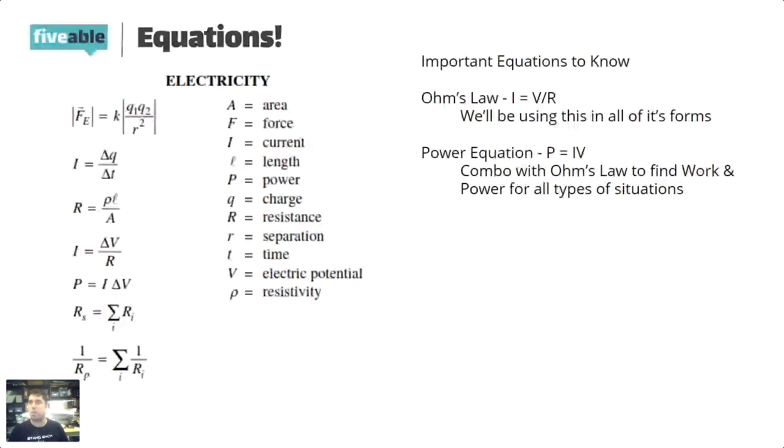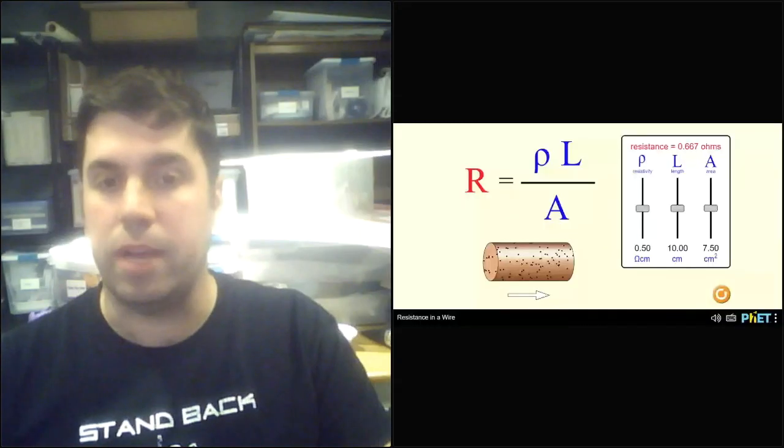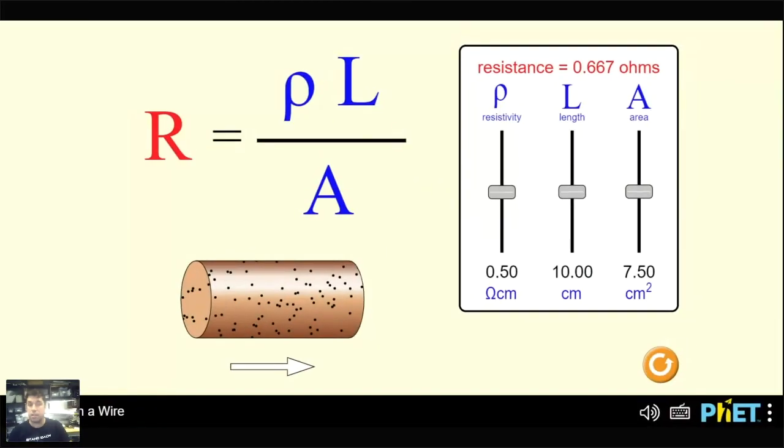So let's take a moment and dive into this equation, this R equals rho L over A equation, a little bit deeper. So I'm going to pull up another simulation. So give me a minute to switch the screen, and then we will go from there. Chrome tab. I need resistance in the wire. Come on, there we go. All right. So admittedly, this simulation is not as cool as the other one is, but it's one that works.